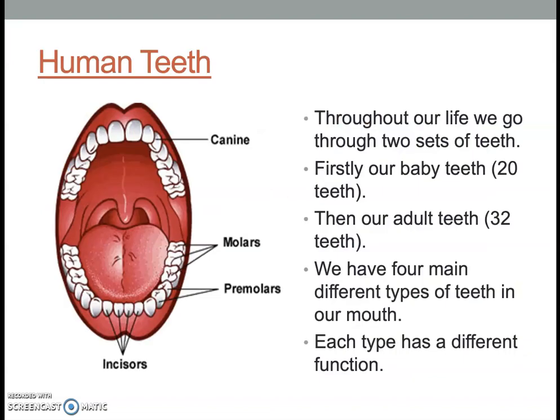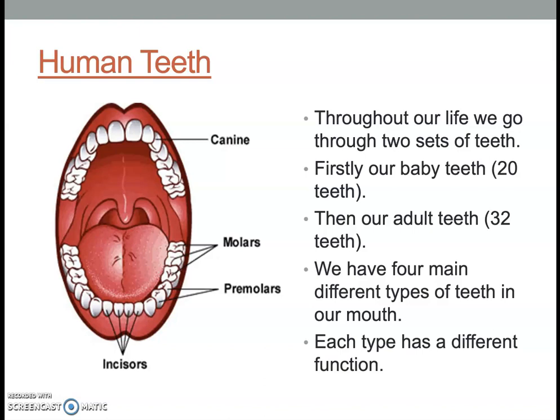So moving on to our human teeth. Throughout our life, we go through two sets of teeth. Firstly, we have our baby teeth, which most of you will have at the moment, and I'm sure some of you have already lost some of your baby teeth. After this, we then have our adult teeth. And here in our adult teeth, we have 32 different teeth, compared to when our baby teeth are in our mouths, in which we only have 20.